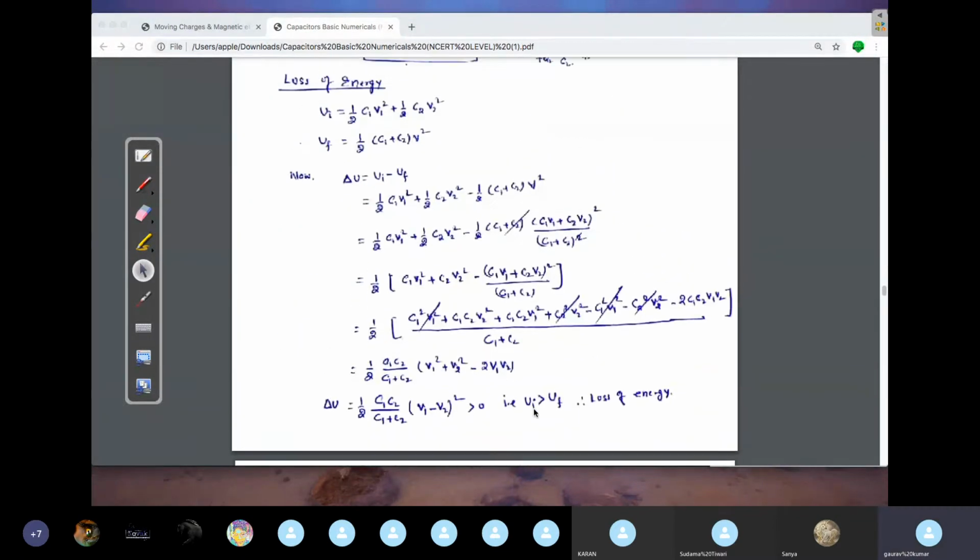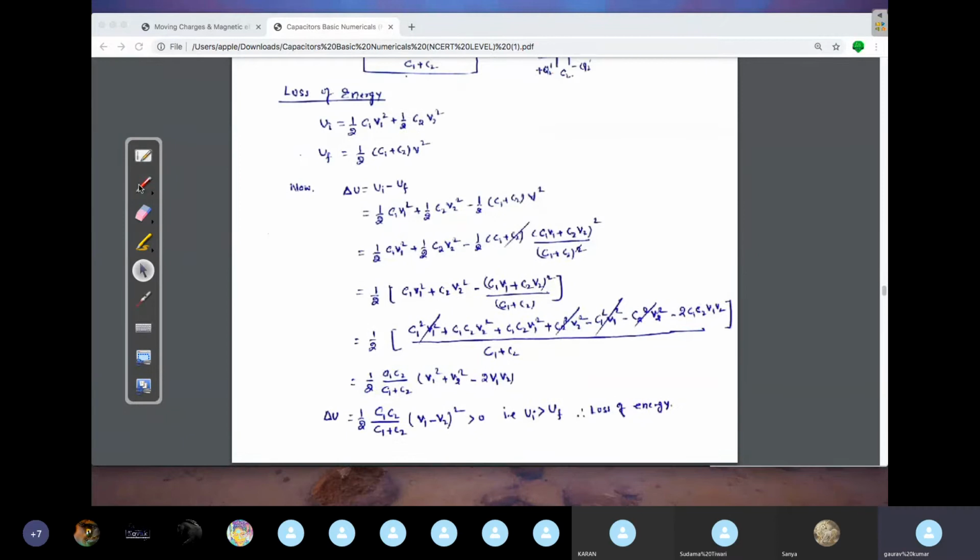Now let's see the loss of energy here. So what is the initial energy? Initial energy, for the first capacitor you had U1 and for the second capacitor U2. Let's say UI will be U1 plus U2, the initial energy you had for the first capacitor plus for the second capacitor. You add these two here. Now what is UF? Half times C1 plus C2 into V square. You already know, we have just now found the value of V. V is C1 V1 plus C2 V2 by C1 plus C2. This is what we have found.